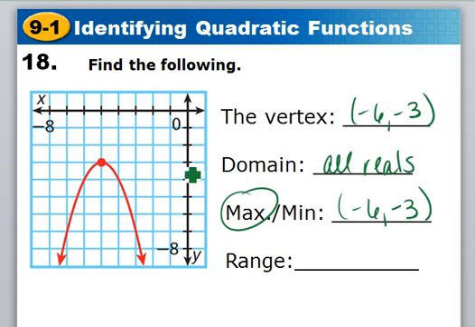The range is how far up and down it goes. So remember, this is a significant value because it's not going to go any higher than this. So -3 is significant, and it says y has to be less than or equal to -3.